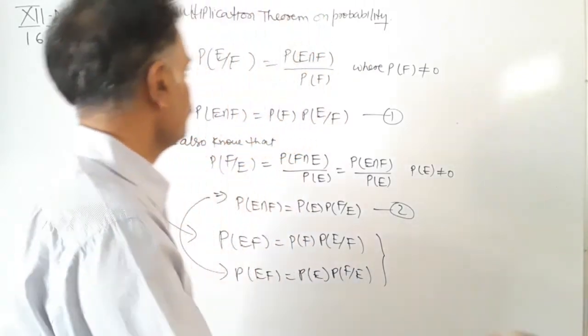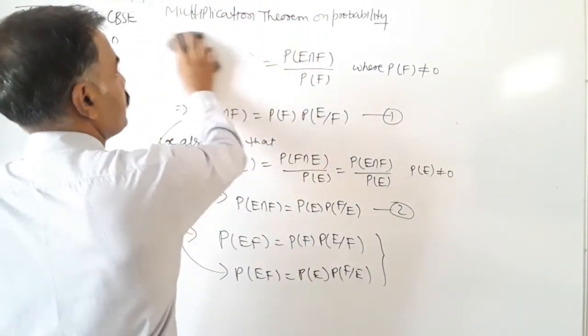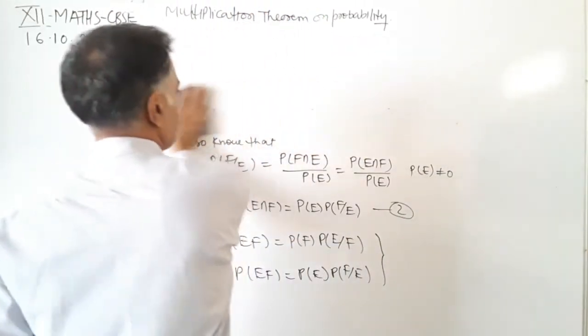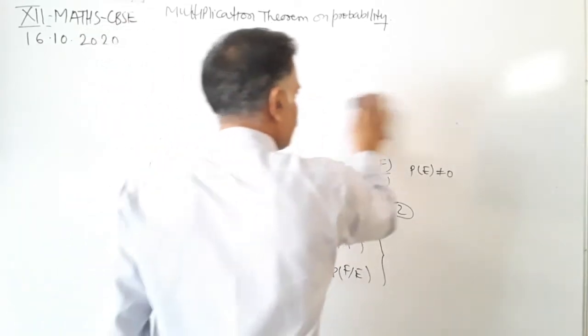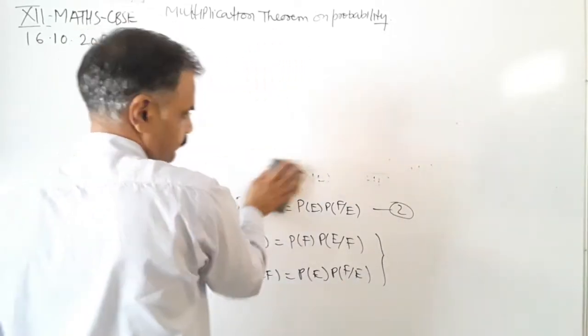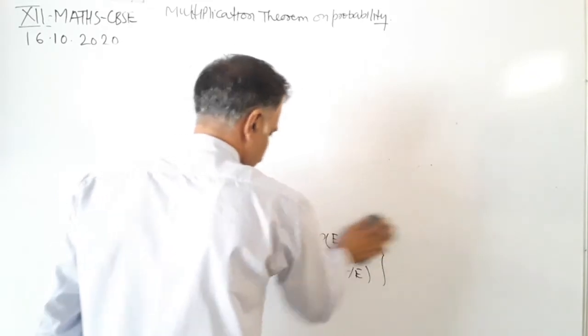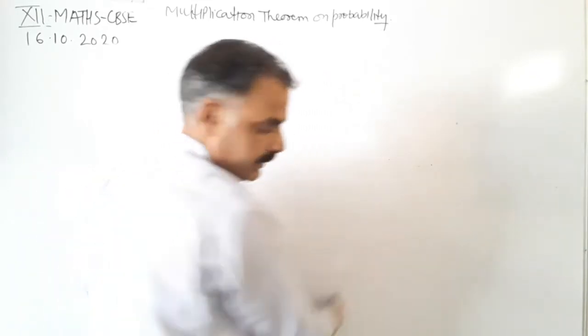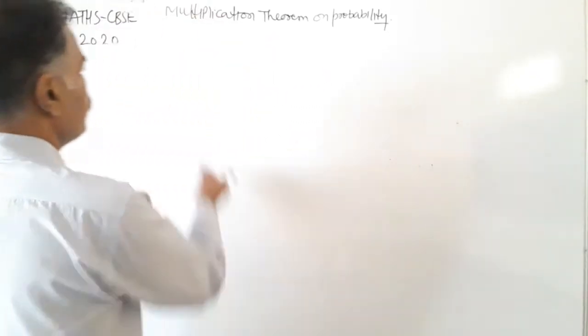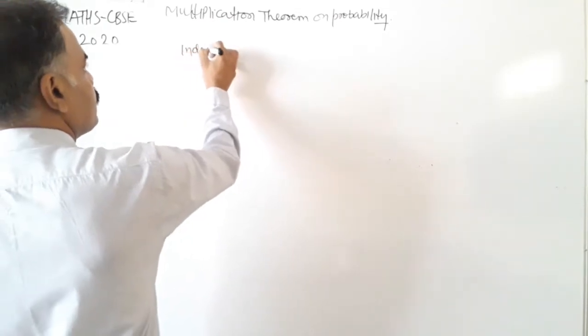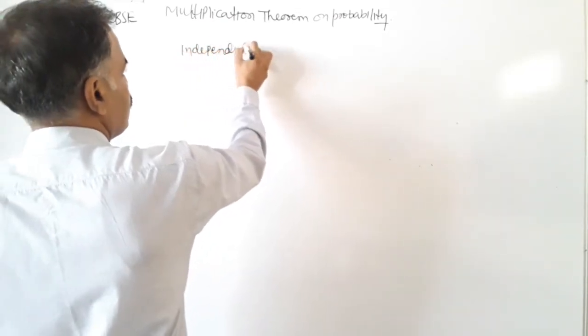So the next topic is the independence of events. Two events are said to be independent events.